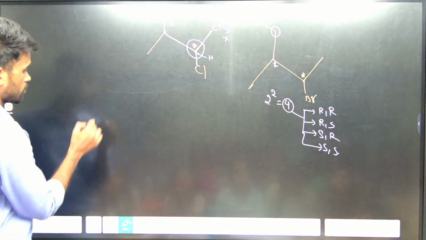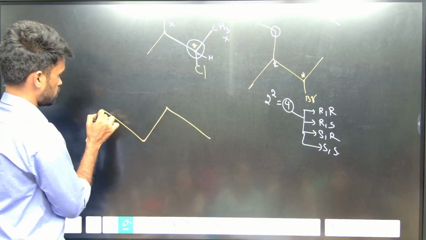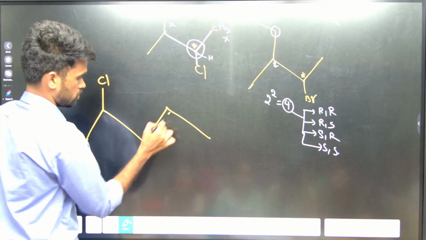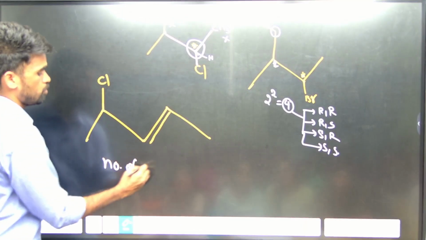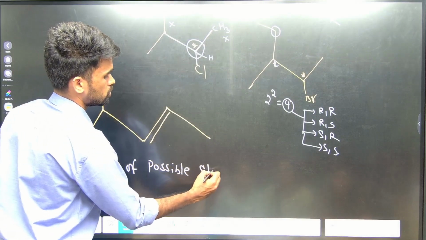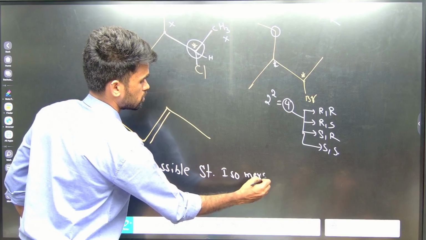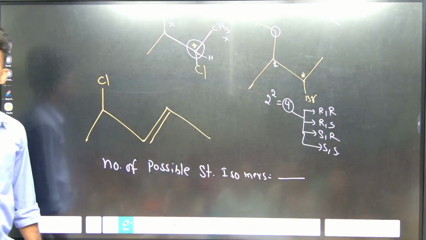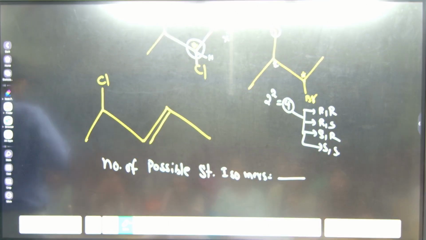Now tell me number of possible stereoisomers. What to do? Number of possible stereoisomers. Okay.